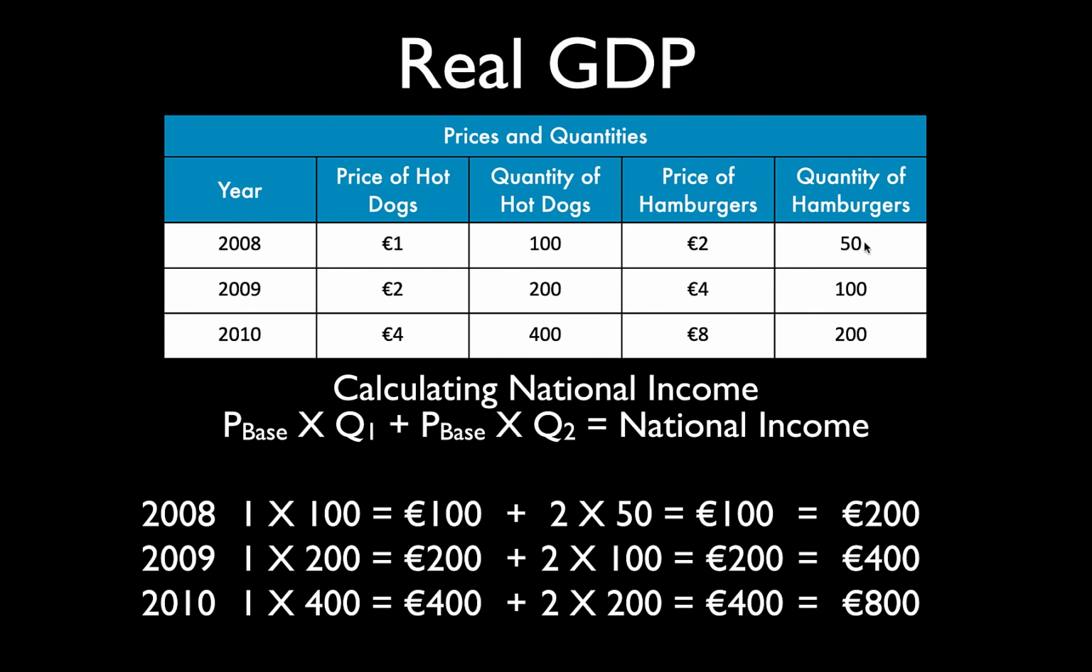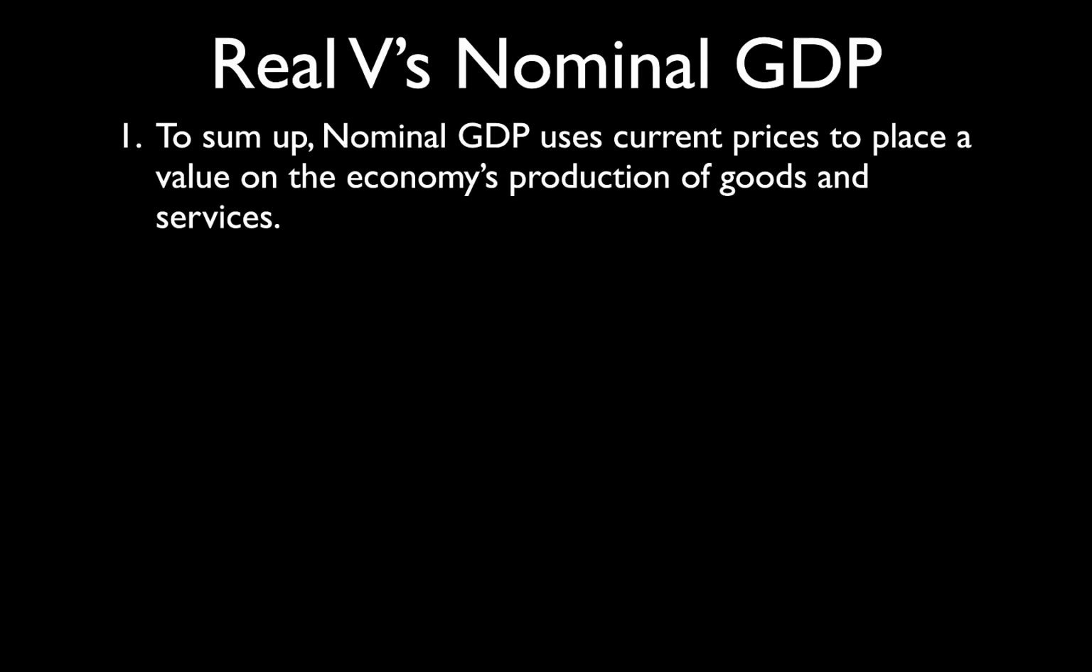50 hot dogs were produced in 2008. 200 hot dogs were produced in 2010. Yes, production there has quadrupled. The production of all goods, hot dogs and hamburgers, has quadrupled. Therefore, a number in 2010 that is 4 times bigger than 2008 is again an accurate reflection of changes in our standard of living. Really important that you understand this concept, guys.